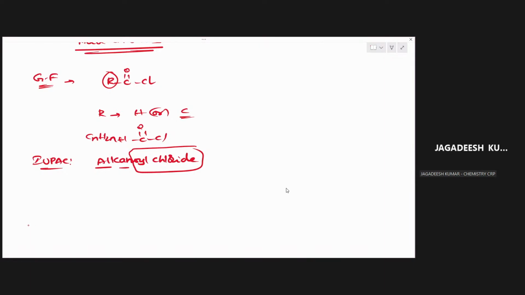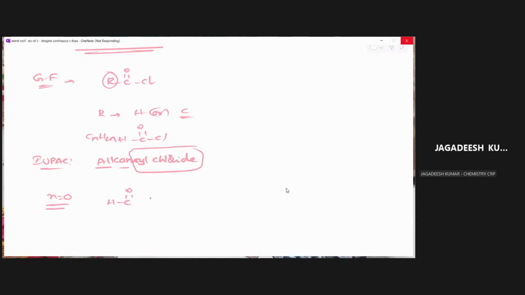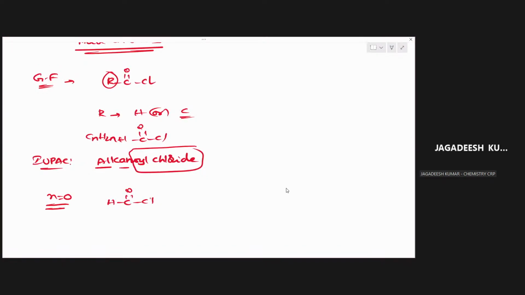Now, let us take one example. If I am taking n is equal to 0, then what are we getting? HCOCl. HCOCl means it contains one carbon only. So one carbon means what can we write here? Meth as the root word, and the remaining part an and oyl chloride. Methanoyl chloride. Clarity here? Methanoyl chloride. But a common name is also there. Simply we can write formoyl chloride. So this is the IUPAC name, and formoyl chloride is the common name.